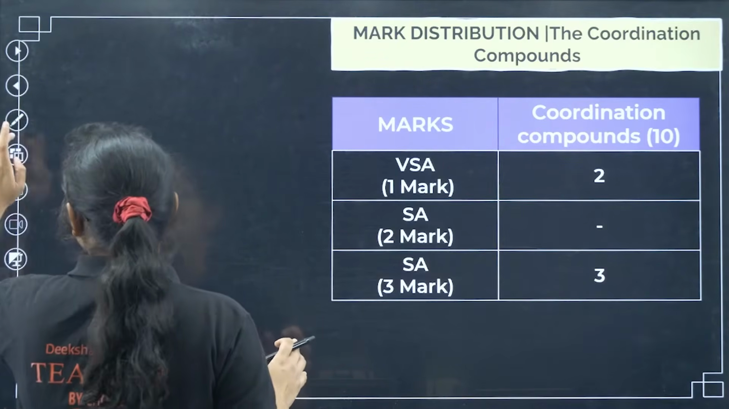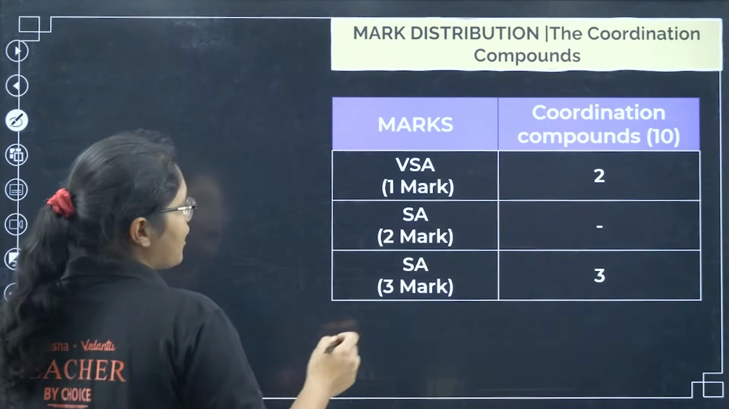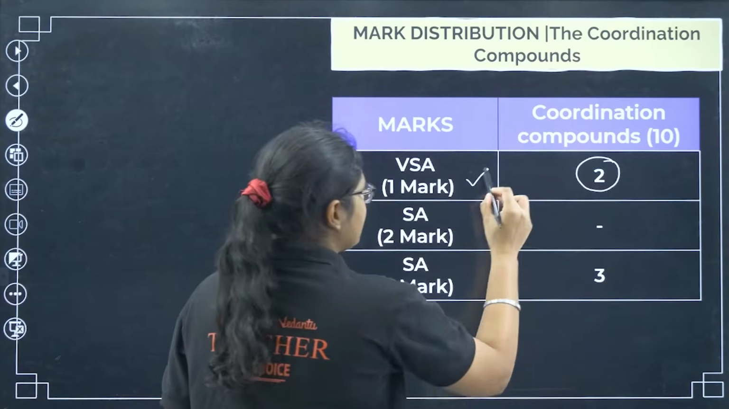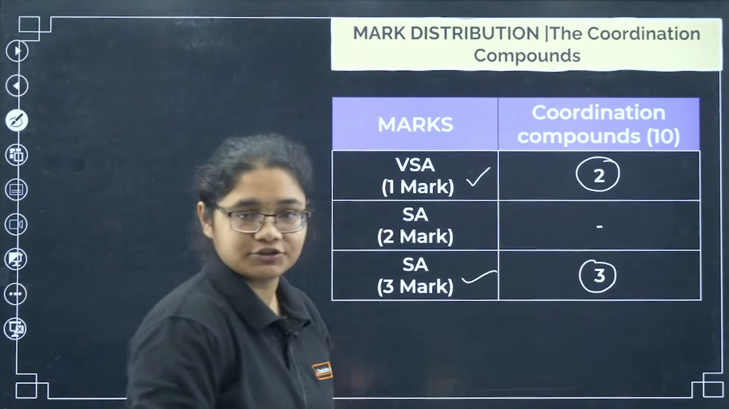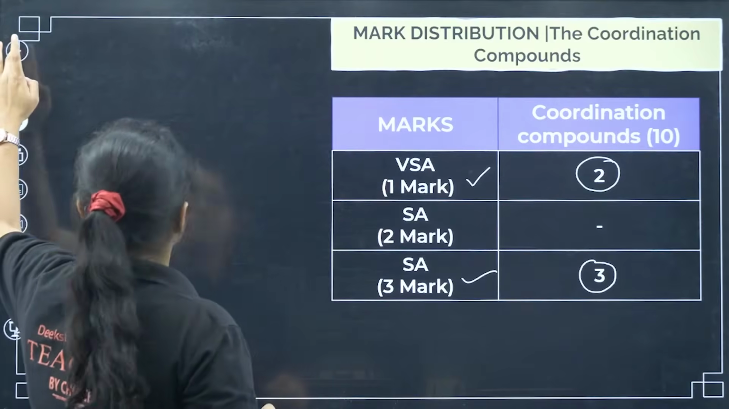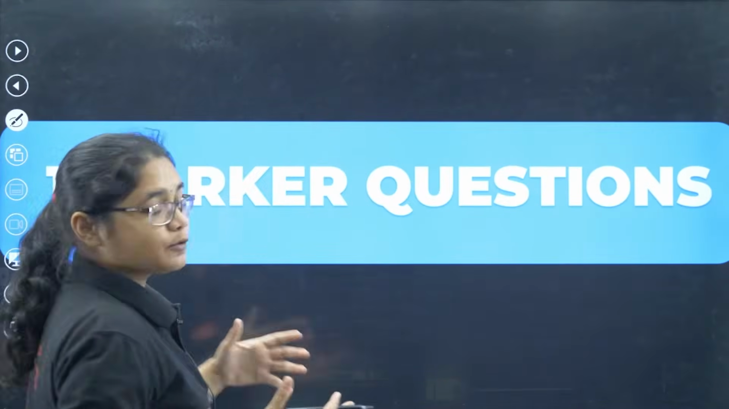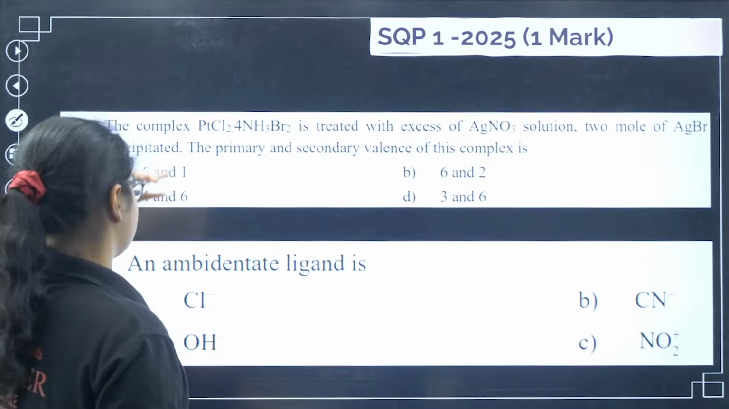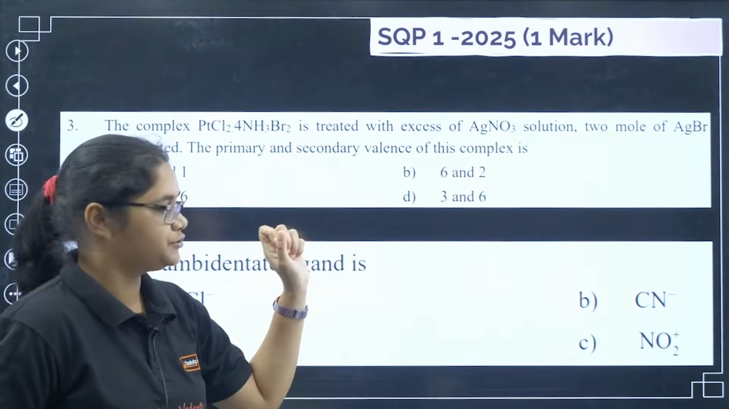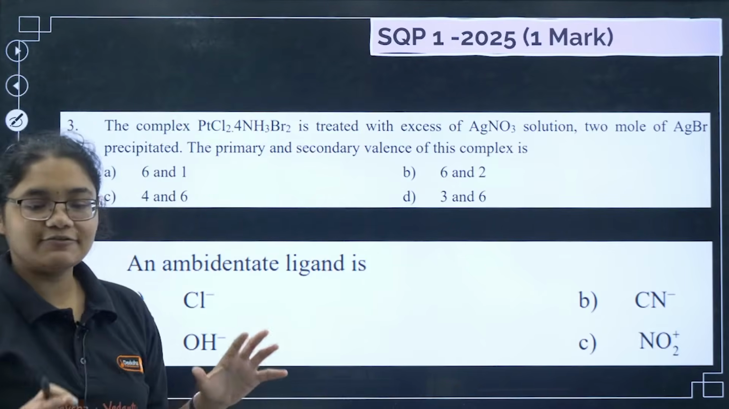If you know the pattern, you will get 2 questions in the MCQ section and 3 questions in the 3 marker section. First of all we'll deal with 1 marker questions, which we call MCQ and FIB. So let's see the first question here.